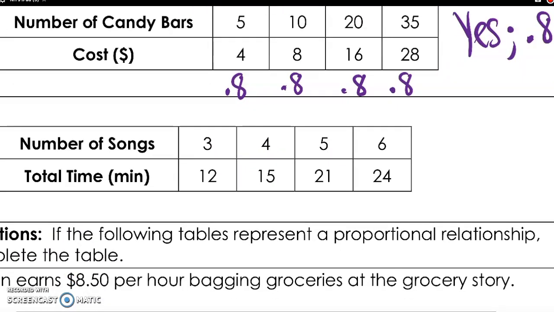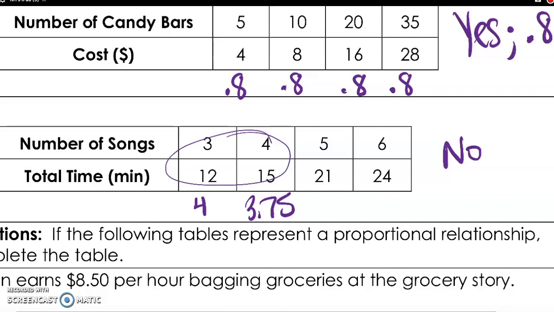All right, last one, total time divided by how many songs? 12 divided by 3 is 4. Hopefully we know 15 divided by 4 is not 4, it's 3.75. So that's a no. Like that, if you just know, you can just put a no right away. You don't have to show the numbers.